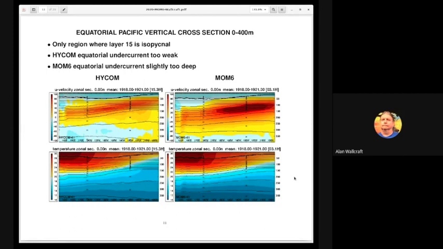HICOM's equatorial undercurrent is too weak. MOM's might be too strong. It's in the right ballpark, and it might be slightly too deep. But I think there's no doubt here, looking at this picture, that MOM is doing a better job in this region.